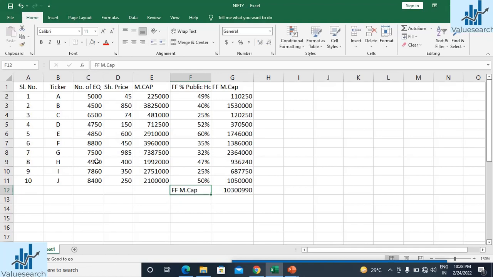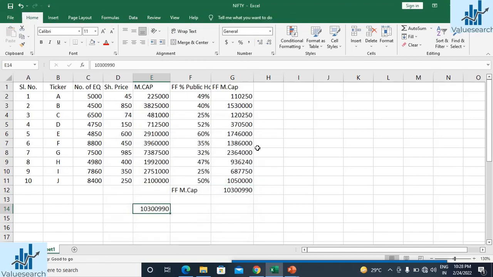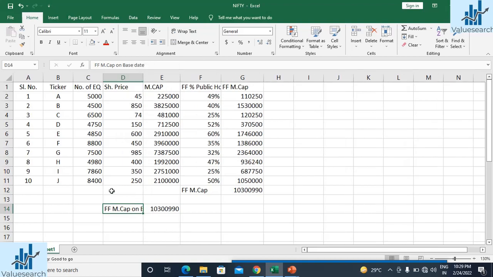Free float market capitalization of these 10 companies, you have got it here. So just keep this value. Let us keep this value over here. Free float market capitalization on base date was this.